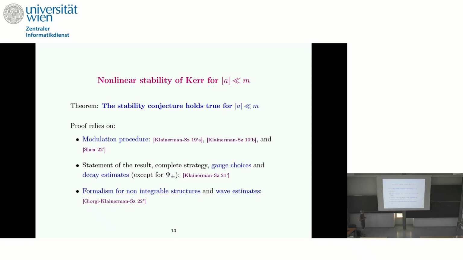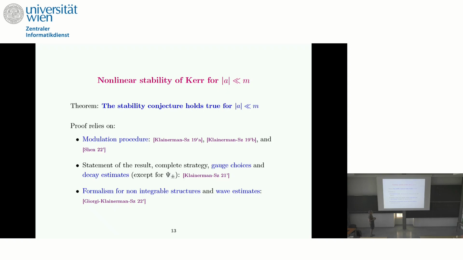Unfortunately, I don't think I will have the time to talk about it, but this is related to the fact that for Kerr with non-zero angular momentum, there are some non-integrable structures in the sense of Frobenius. And also, this is the part where we derive all the wave estimates. So everything that has to do with decay for wave equations for psi plus and psi minus, but also the top order energy Morawetz estimates. This is where you derive the top order estimates.